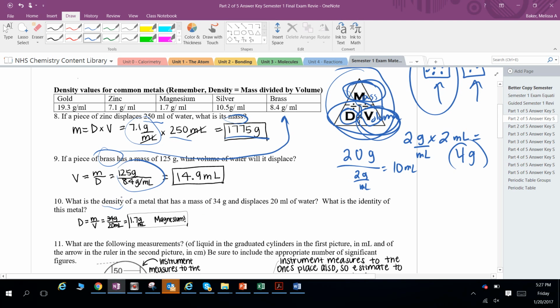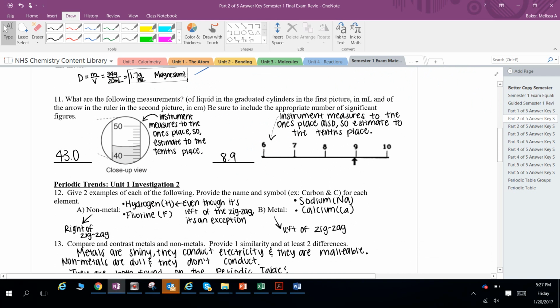And I like the questions that ask density straight up because I think those are the simplest. You take the mass divided by the volume. And in this one, when you did that, it came out to be 1.7, which matches the number for magnesium.